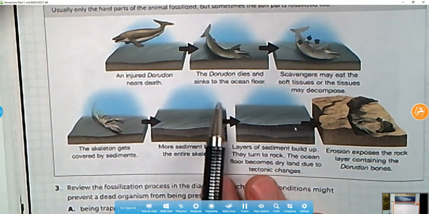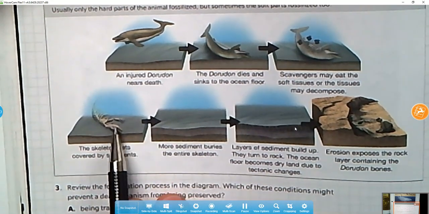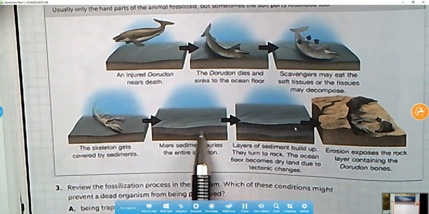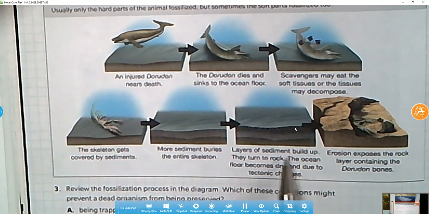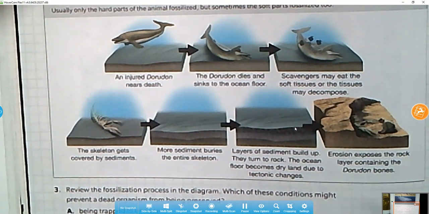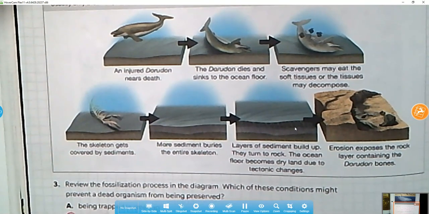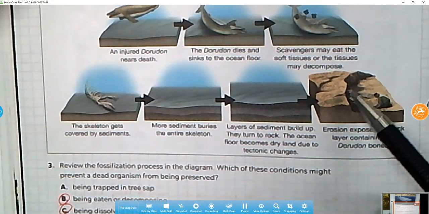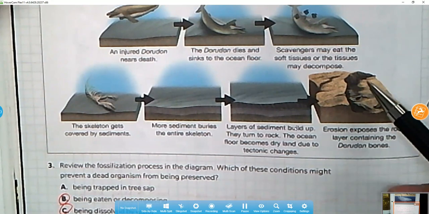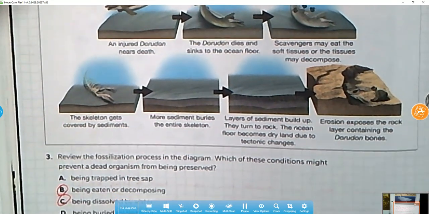And so basically what happens is somehow a disturbance in the sea, before the skeletal system decomposes, it actually gets buried. So more sediments bury the skeleton. And then layers of sediments build up, and over time, those sediments can turn into rock. And then through different geological processes on Earth, you can get to where that is no longer underwater, but above water, and we can actually then find, every once in a while, those skeletal remains, which is what happened to that whale in the picture.